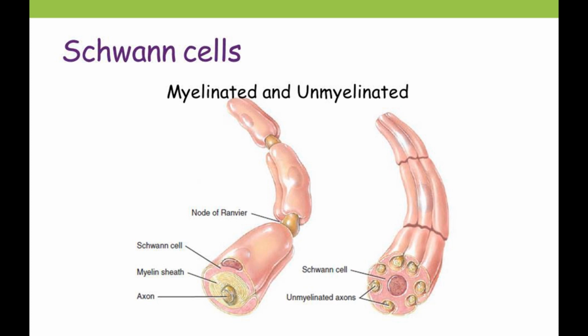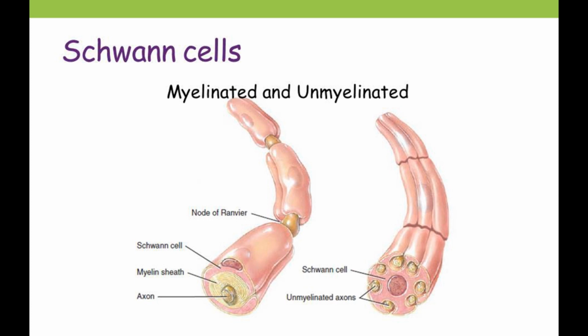There are in fact two types of Schwann cells: myelinated Schwann cells and unmyelinated Schwann cells. In this figure, you can see that in the myelinated Schwann cell, the Schwann cell wraps itself around the axon in between the nodes of Ranvier to form several concentric layers, and the cytoplasm of the Schwann cell, including the nucleus, gets pushed towards the outer edge of the Schwann cell.